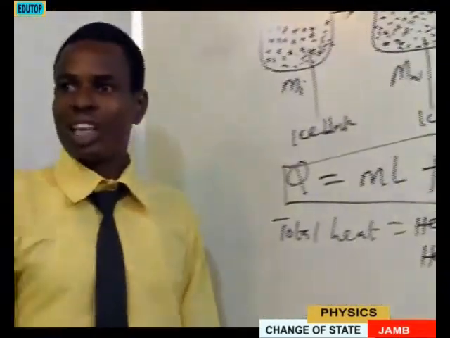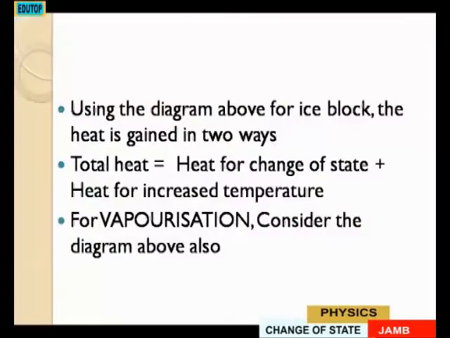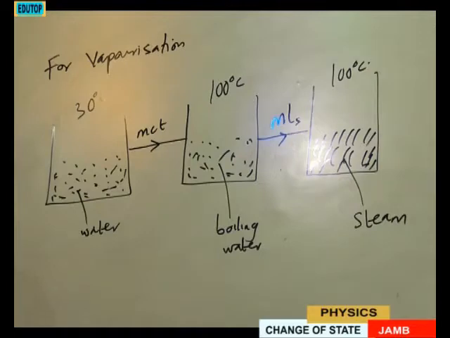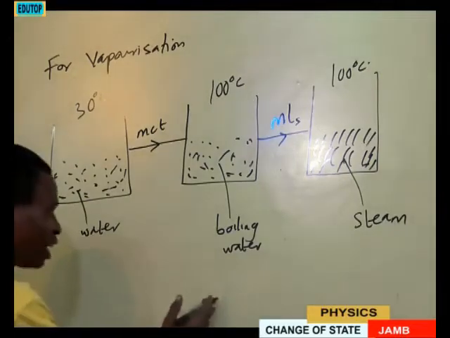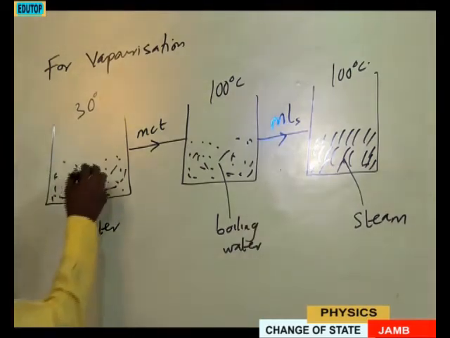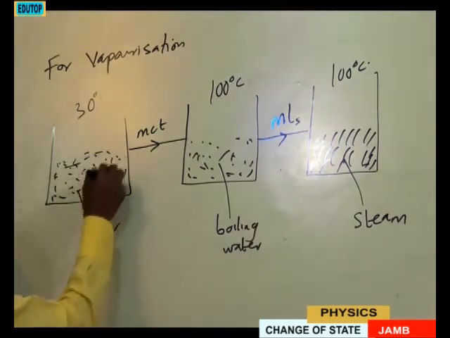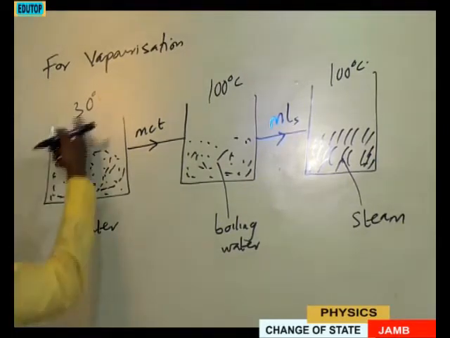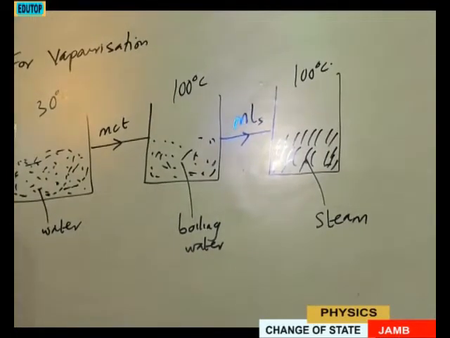We are going to consider vaporization. Let's consider the diagram above. We want to consider from boiling water to steam. But normally we have ordinary water at this temperature, which has a lower temperature.